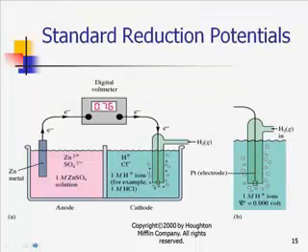Now, we can't measure just the potential energy of a single half cell. We have to measure it against something. And so these values basically come from the setup that you see here. This electrode over here is called the standard hydrogen electrode. All of the values that you see in your table came from measuring that half cell against a standard hydrogen electrode. And the standard hydrogen electrode is defined as having 0 volts of potential.